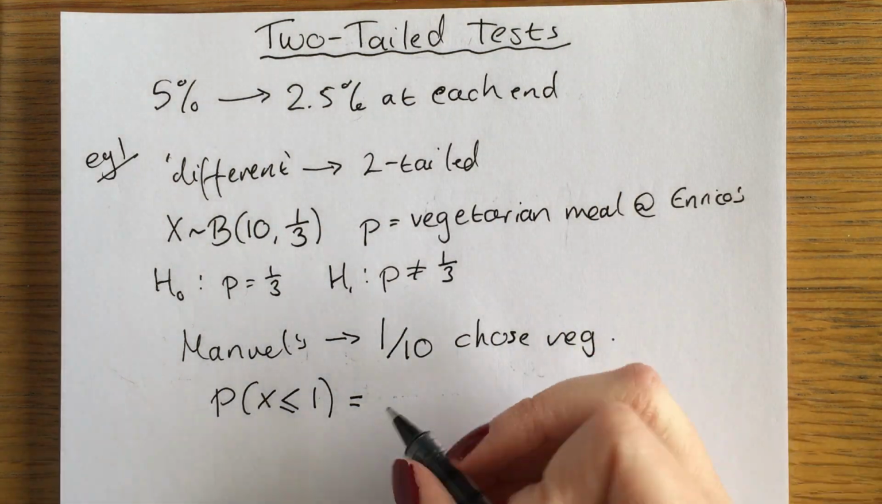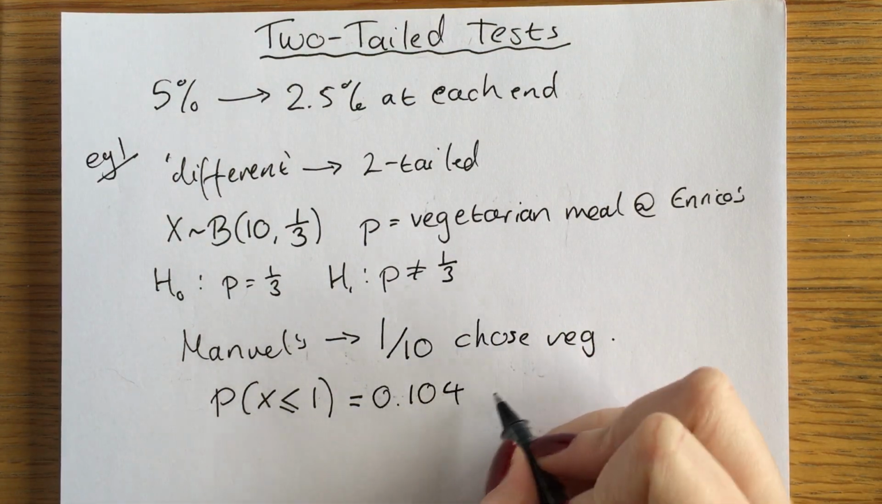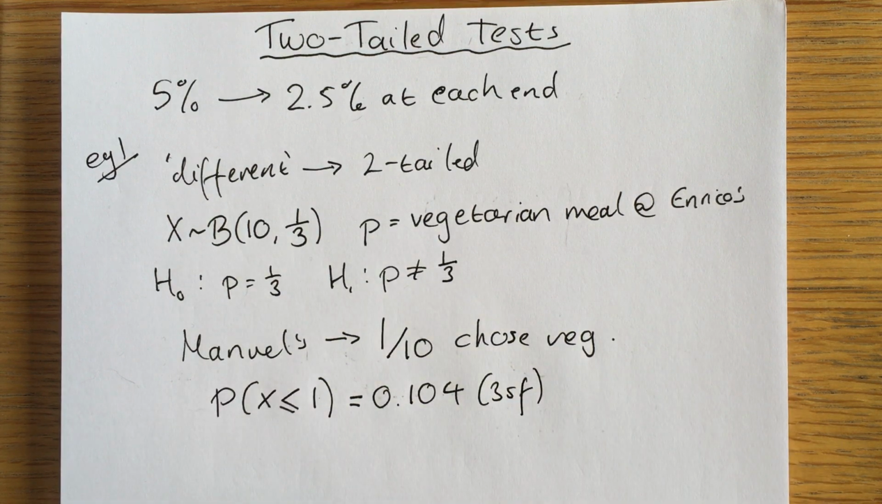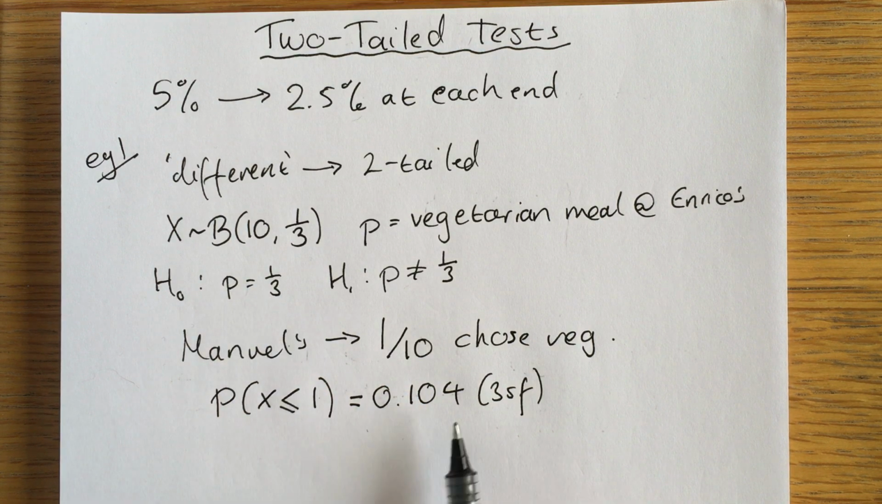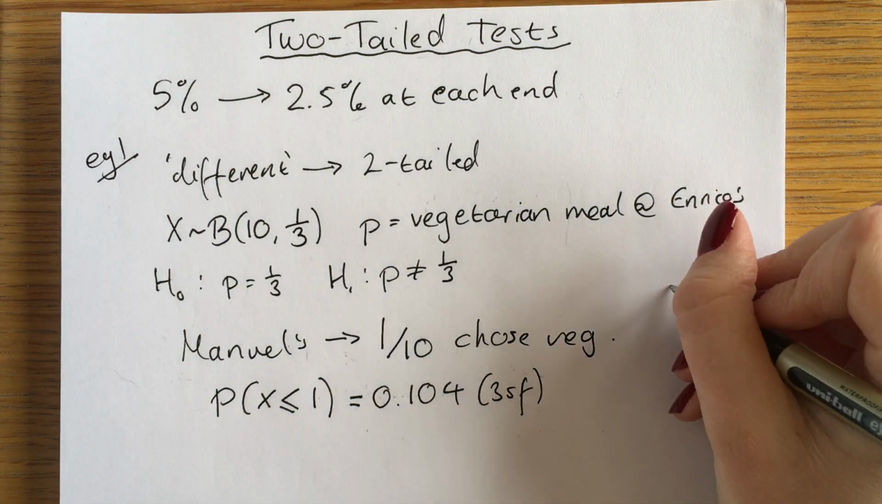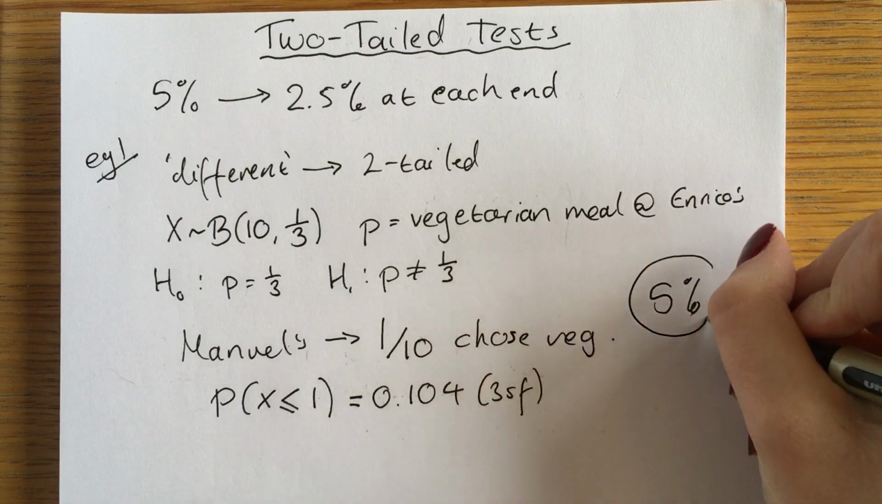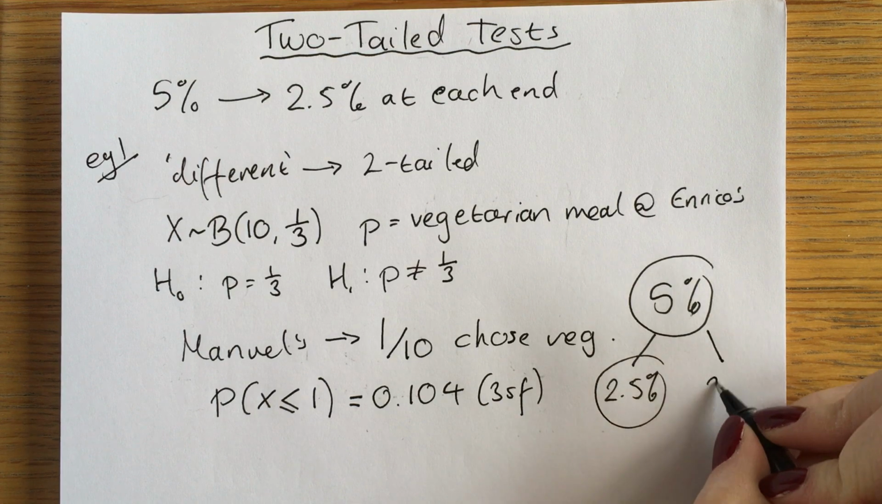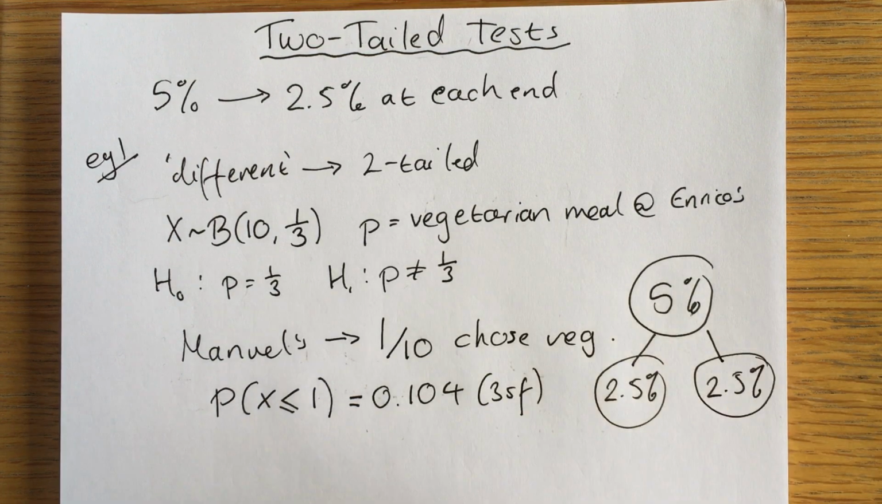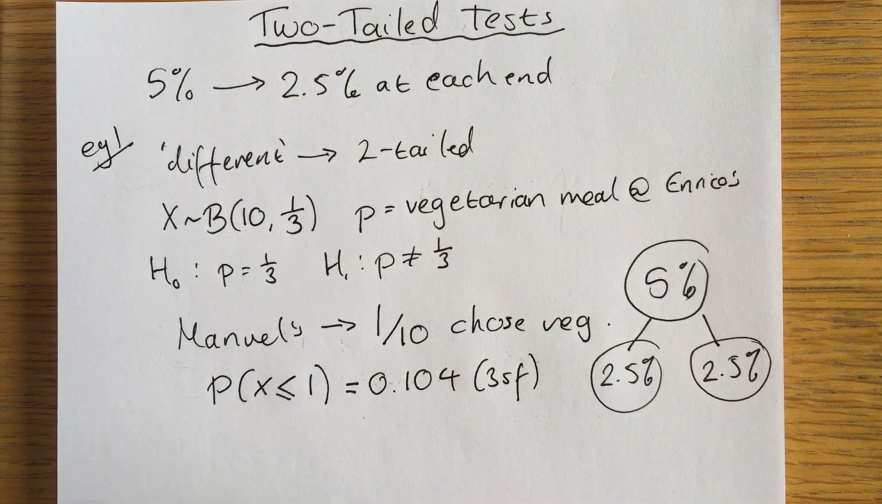So the probability of 1 person or less choosing a vegetarian meal in a sample size of 10, with a probability of 1/3 of people generally choosing a vegetarian meal, is 0.104. Now we are testing this at the 5% level of significance. That means we're looking at 2.5% at the bottom end and 2.5% at the top end. So we've got to compare this to 2.5%.